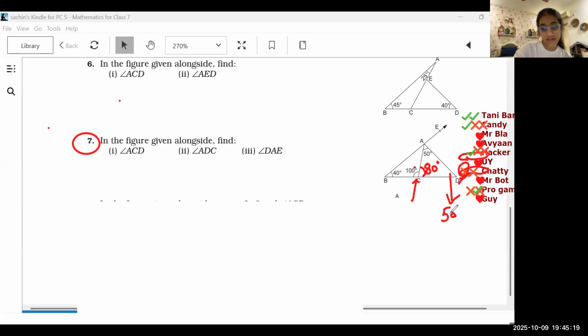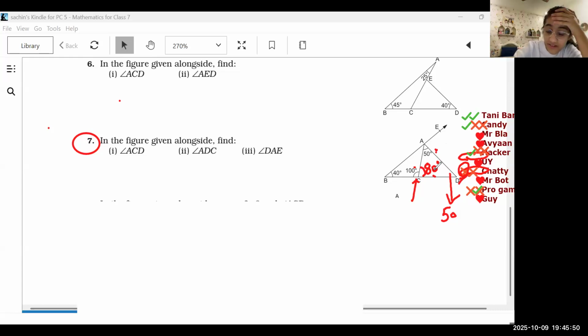Why is this 50? No beta, two sides are not given equal. Why is this 50? Because we have used the angle sum property. 80 plus 50 is 130. 130 subtracted from 180 is 50.